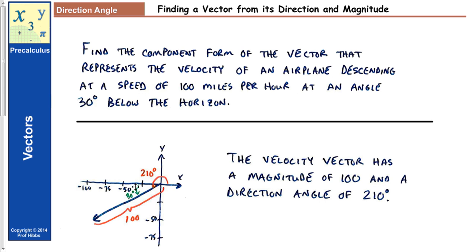Now it's traveling at 30 degrees below, if you will, the horizon. It's descending at an angle of 30 degrees below the horizon. So I'm thinking of the x-axis as the horizontal, as the horizon. And so 30 degrees below would be here. So the angle the vector is making with the positive x-axis is 180 plus 30 more, which is 210 degrees. And so my direction angle that I called alpha on the previous page is 210 degrees, and the magnitude of this vector is 100 because of the speed information.